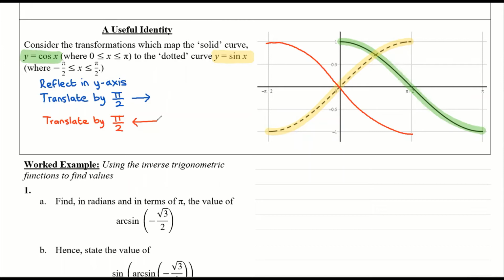you can see we've got another reflection in the y-axis, haven't we? So if I reflect in the y-axis like that, we get the dotted line. So if I reflect in the y-axis, we should get the graph y equals sine x.